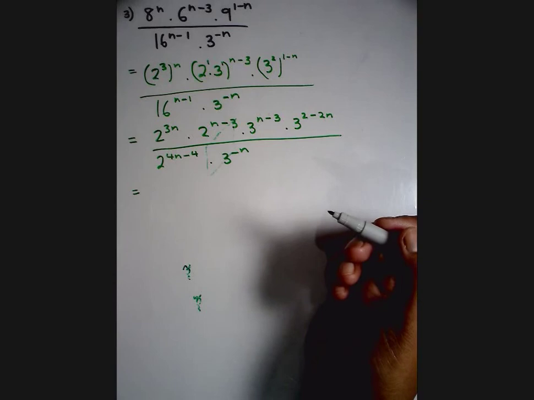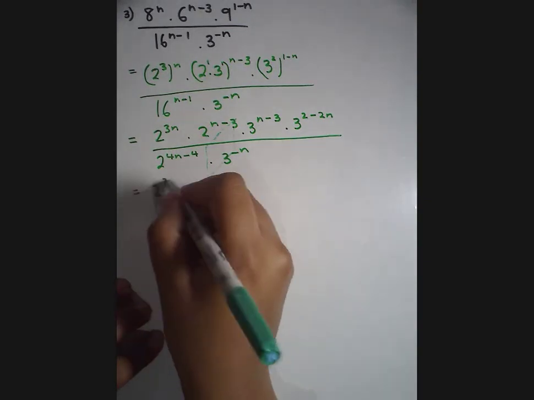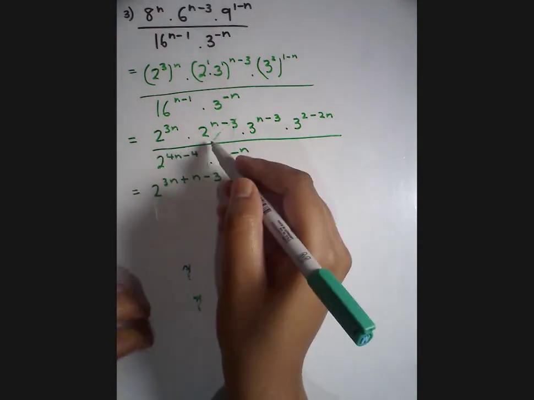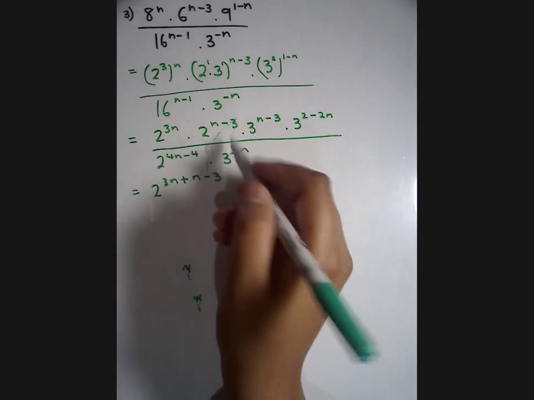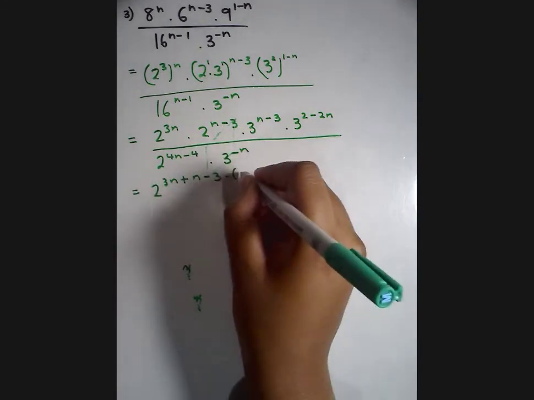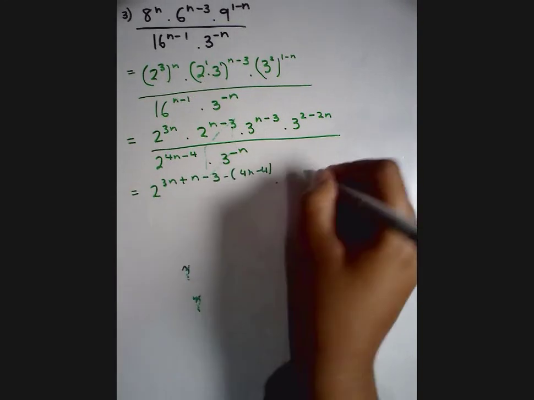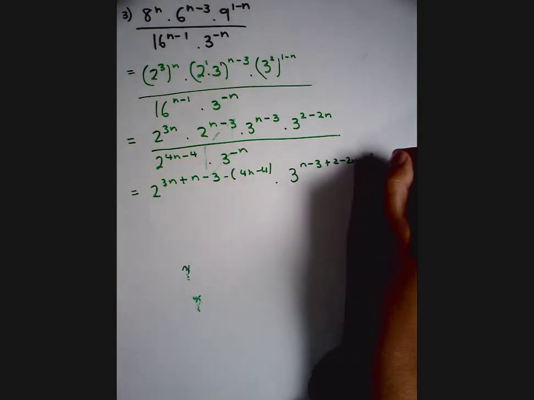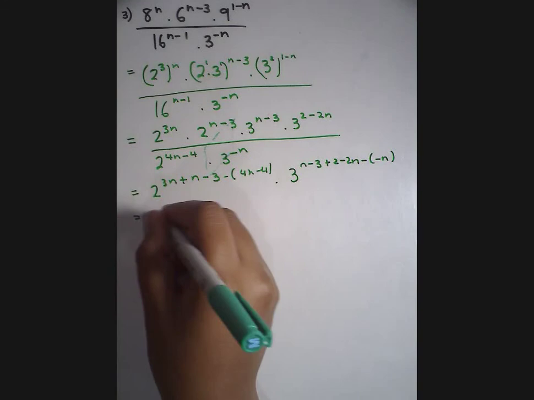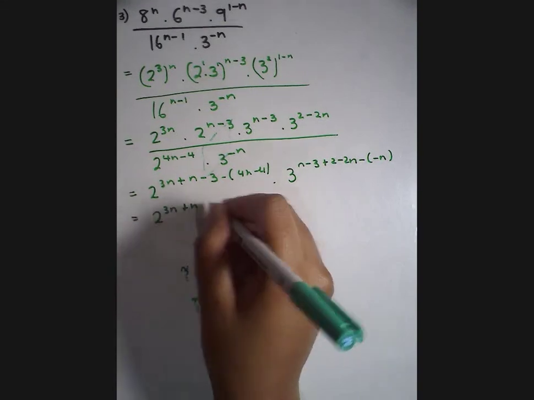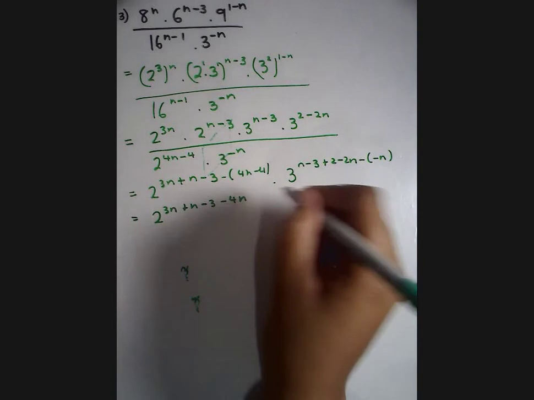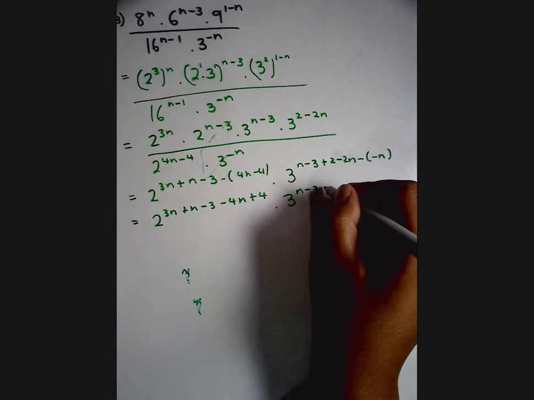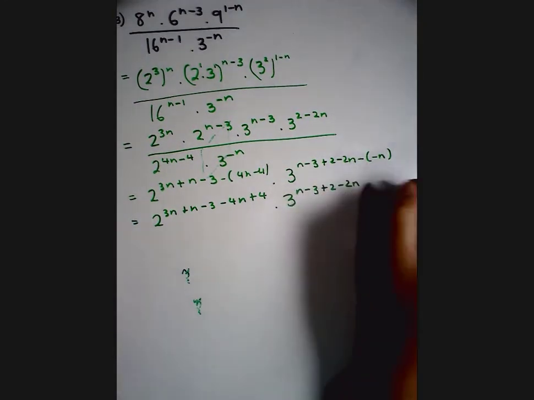Now we group our terms. When we group our terms, we have 2 to the power of 3n plus n minus 3. So that's my prime base of 2 on top. Now we are minusing because we are dividing. So minus 4n minus 4, times 3 to the power of n minus 3 plus 2 minus 2n minus negative n. Now we multiply out the brackets. You see how important the smaller grades information is, how to do this. Simple multiplication, simple signs are so important.